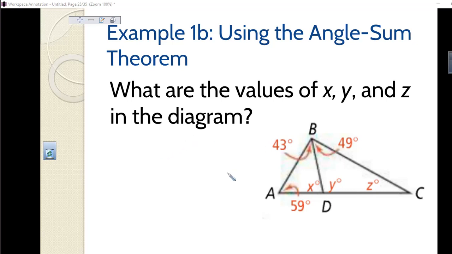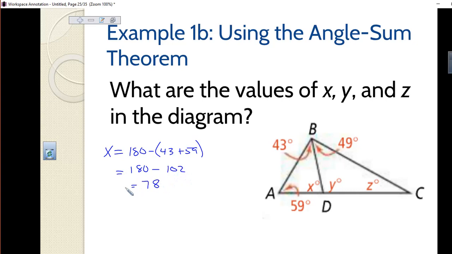So let's start with X. X is equal to the sum of these two angles subtracted from 180. So that's what we're going to do: 180 minus 43 plus 59. So 180, add these two up, and that gives us 102. And 180 minus 102 gives us 78. So X is equal to 78 degrees. We'll put that in over here, 78.